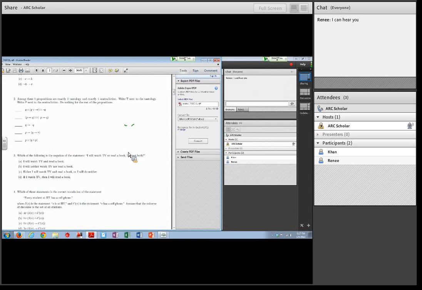Okay, the second one, let's just read the problem first. Among these 5 propositions, there is exactly one tautology and exactly one contradiction. So basically, the other 3 are just contingents, right? So why don't we just find out the contingents? Or maybe there are some properties for all 5 of these propositions.